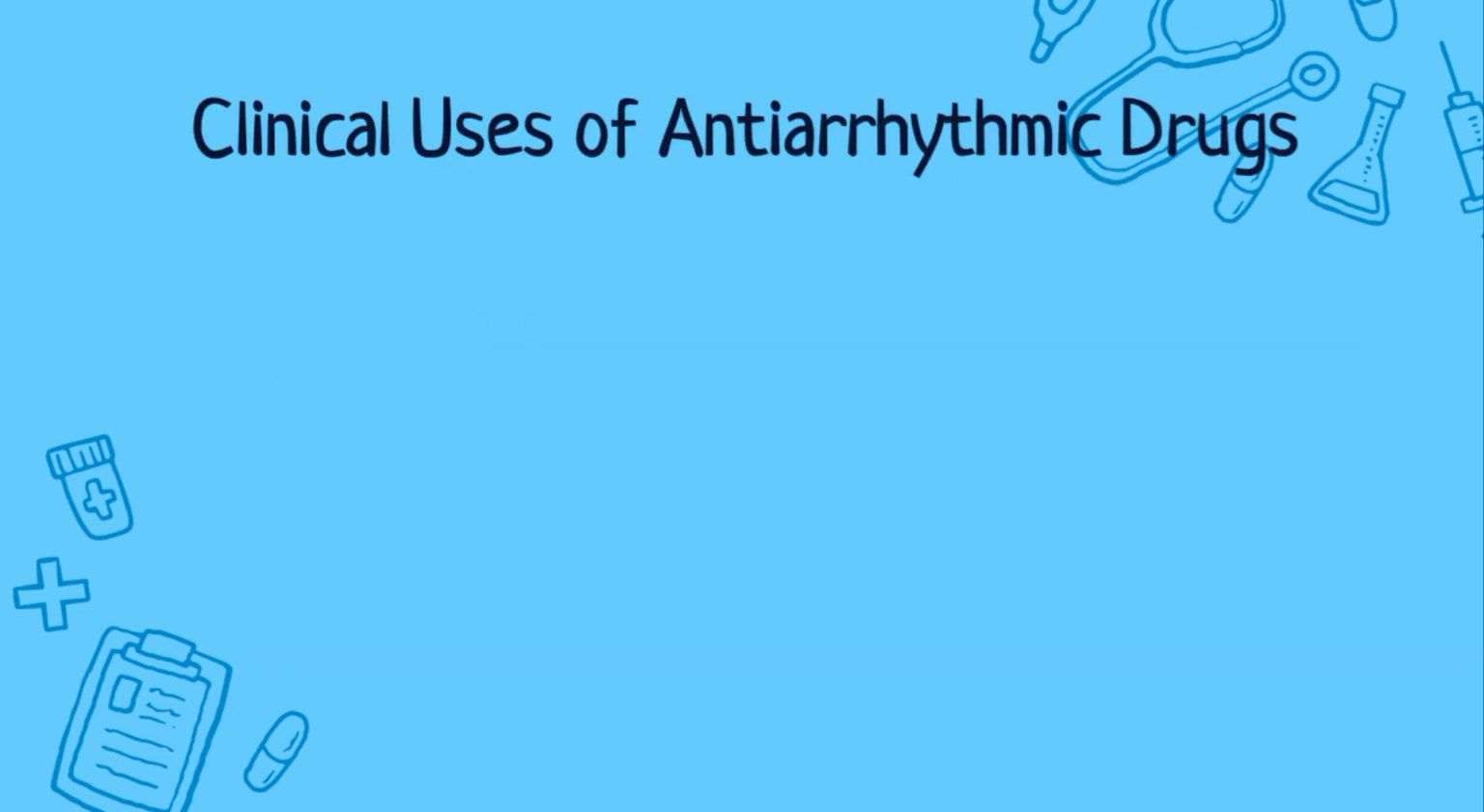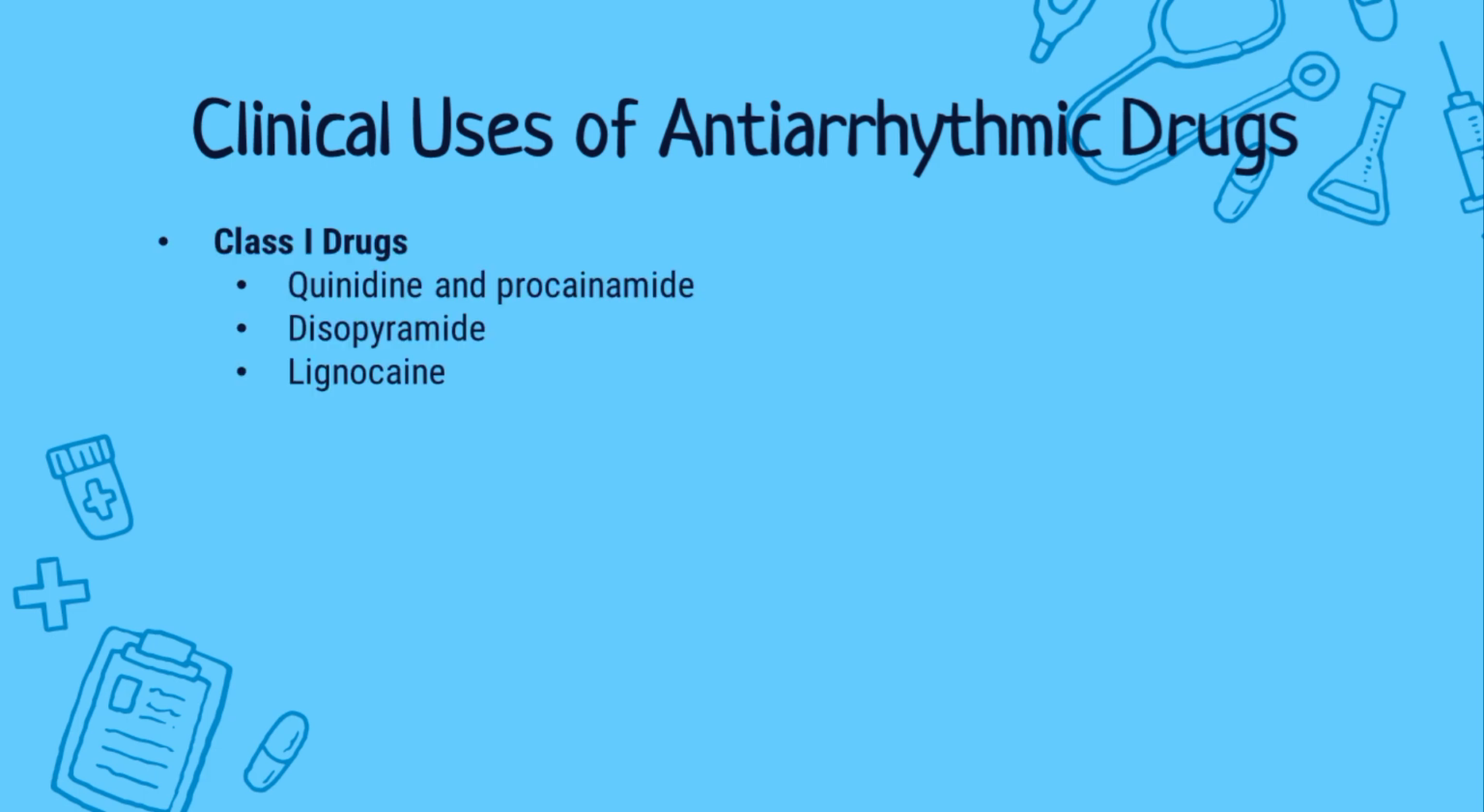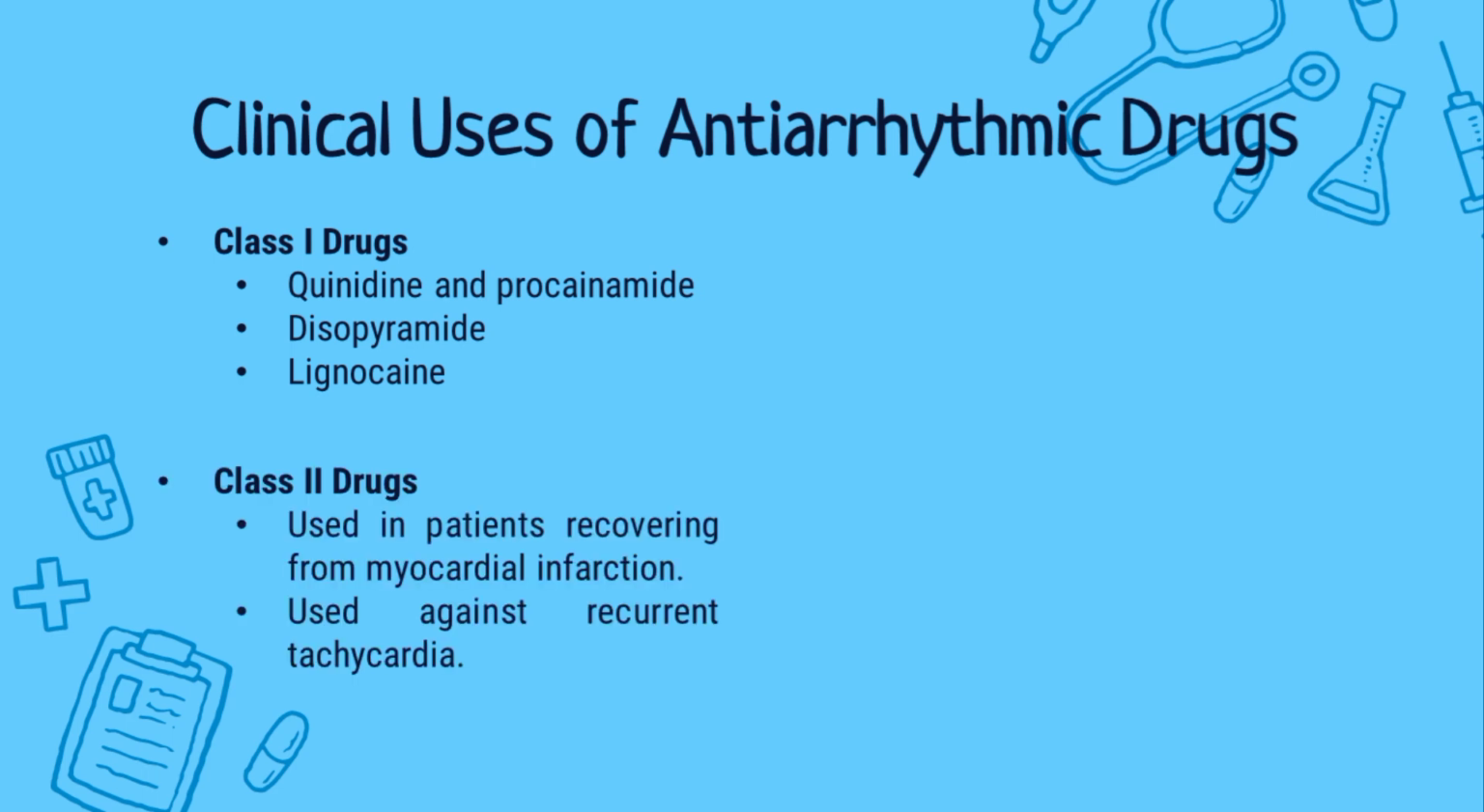The clinical uses of anti-arrhythmic drugs. For class 1 drugs, quinidine and procainamide are seldom used in arrhythmias now because of their side effects. Disopyramide is used in atrial fibrillation. Lignocaine is used intravenously to treat ventricular tachycardia and prevent ventricular fibrillation. Class 2 drugs. These drugs are used in patients recovering from myocardial infarction. They are also used prophylactically against recurrent tachycardia.